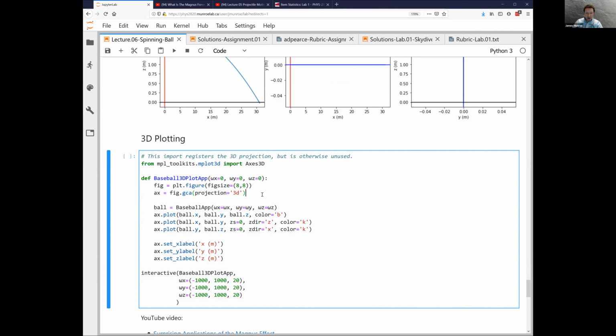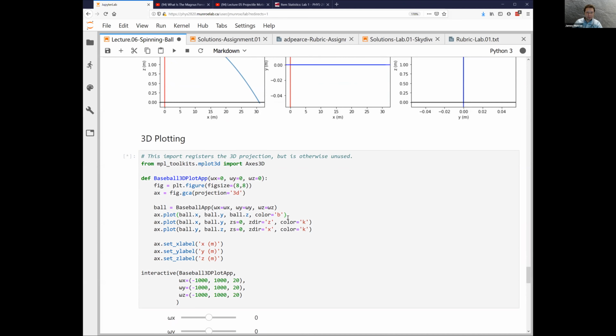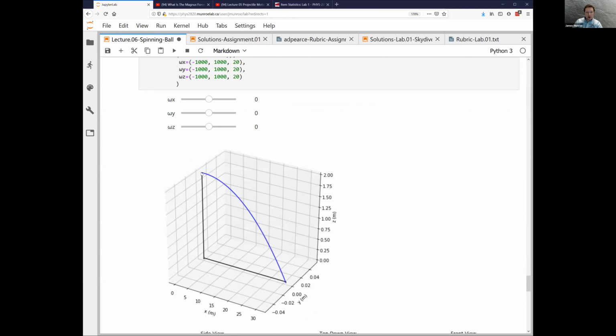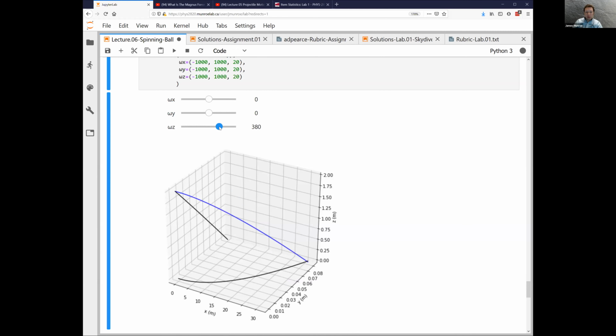Once I do that, what I'm able to do is plot things with 3 components, X, Y, and Z, all the way through. I'll show you what that looks like. So there is my projectile motion in X, Y, and Z. Let's give this ball a little bit of spin.